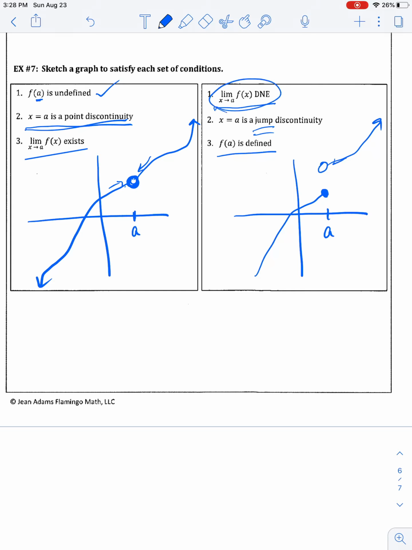So the limit does not exist, true, because from the right and from the left there are 2 different values. Jump discontinuity at a, yes, jump from here to here, not removable, it's not a pothole, it's not an asymptote, and f of a is defined. There you go, there it is. Okay, so I hope this was a great review.